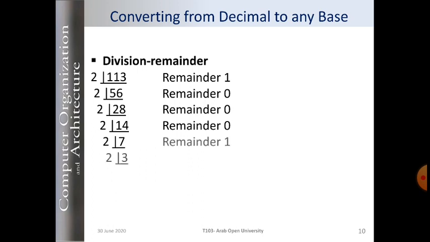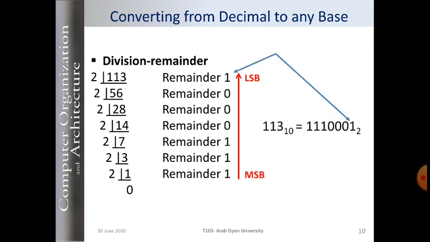7 divided by 2 is 3, the remainder is 1. Put 1 as output. 3 divided by 2 is 1, and the remainder is 1. Put it as output. 1 divided by 2 is 0, and the remainder is 1, which is output. We stop here because we reached the number 0.